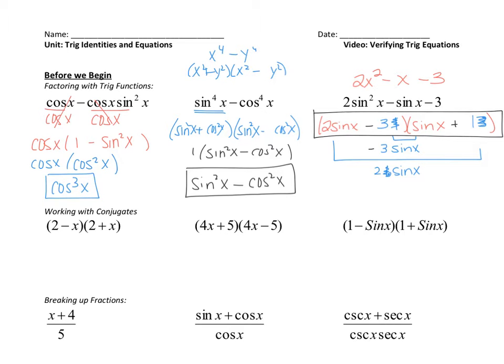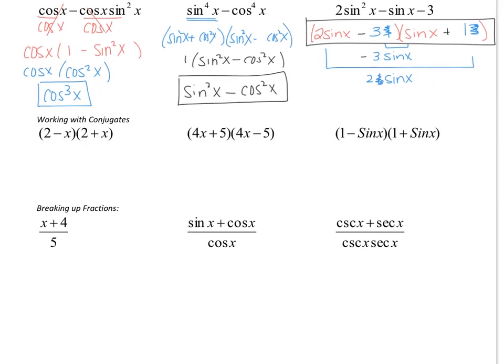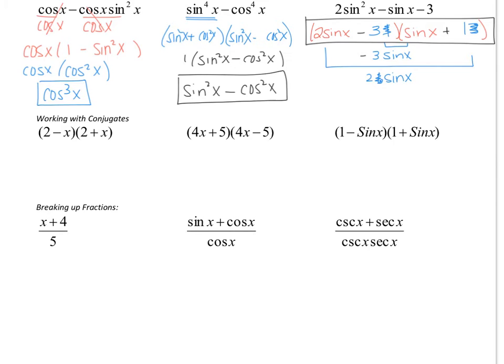Okay, now let's talk about something called working with conjugates. So you see here I have 2 minus x and 2 plus x. If I wanted to double distribute these, we start with the 2 times 2, that gives me 4. 2 times x is 2x, and 2 times negative x is negative 2x. Negative x times x is negative x squared. So these will cancel, and I'm just left with 4 minus x squared.